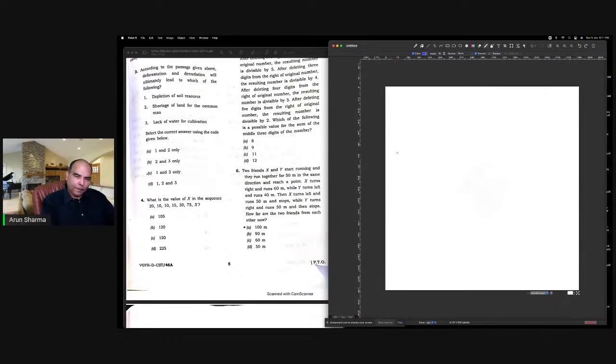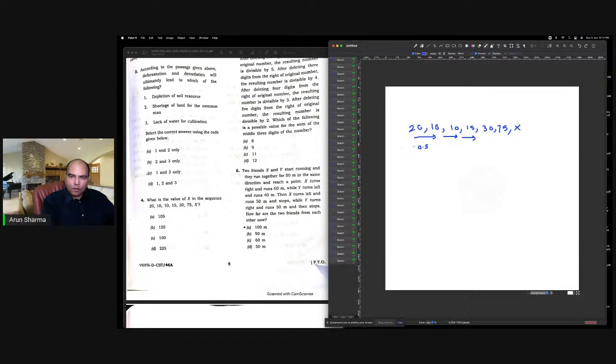Question number 4, what is the value of x in the sequence? The basic principle is that you have to look at additions, subtractions, multiplications, divisions, and so on, and what's happening. Then you have to think about whether it is an increasing addition, increasing subtraction, increasing multiplication, or increasing division. Here you have to find the value of x. If you see this 20, 10, 10 and 15, the spotting is, if you've got your mindset on what kind of things you're looking for, that this is an increasing multiplication: into 0.5, into 1, into 1.5, into 2, into 2.5, and hence the next number will be into 3. So 75 into 3 will be 225, and option D will be the right answer in this question.